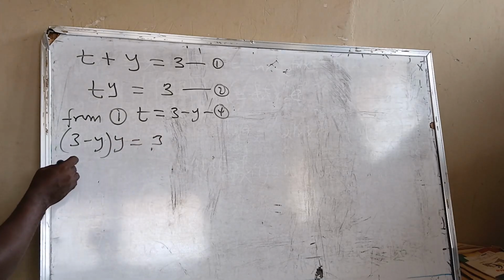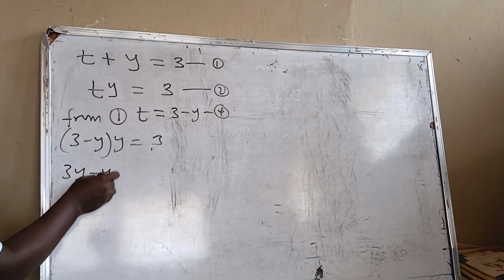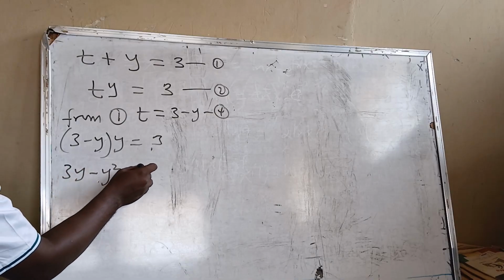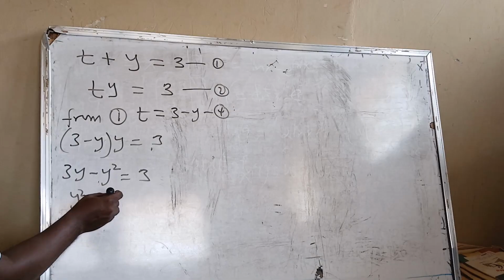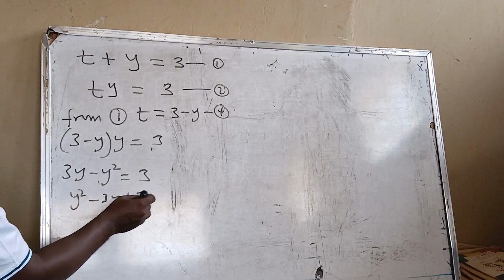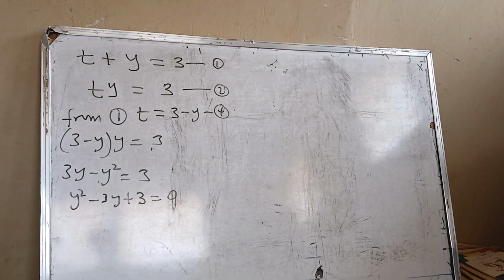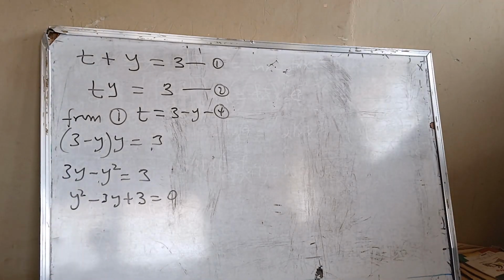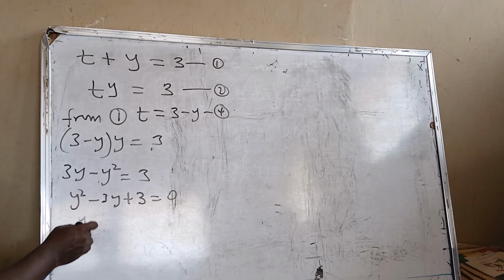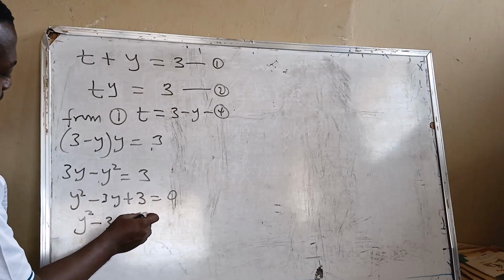Let's expand. That will be 3y minus y squared equals 3. Let's arrange this one. That will be y squared minus 3y plus 3 equals 0. This one is a quadratic equation, so let's solve for y with the help of completing the square. So we have y squared minus 3y equals minus 3.